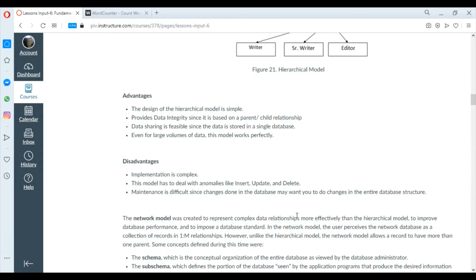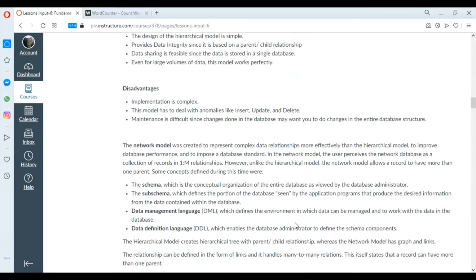The network model, on the other hand, was created to represent complex data relationships more effectively than the hierarchical model, to improve database performance, and impose a database standard. In the network model, the user perceives the network database as a collection of records in a one-to-many relationship. However, unlike the hierarchical model, the network model allows a record to have more than one parent.